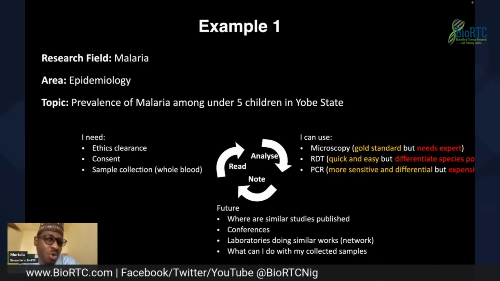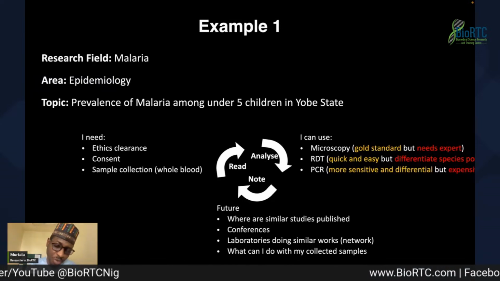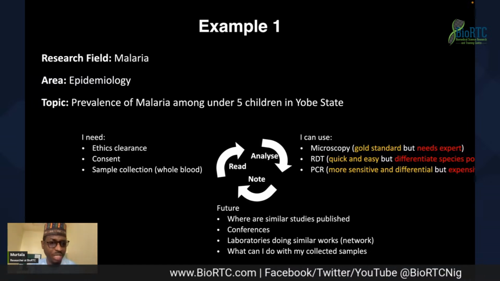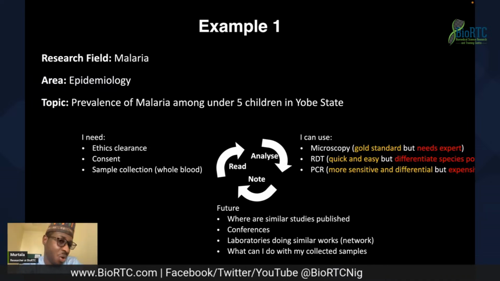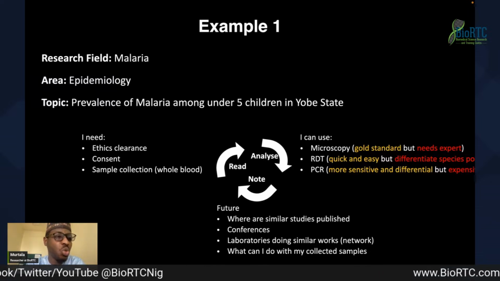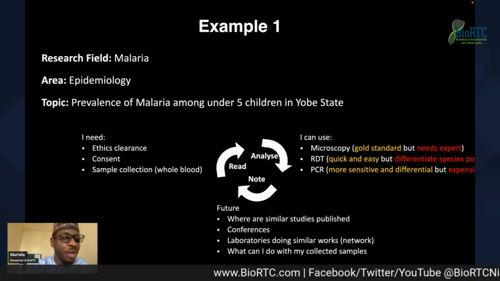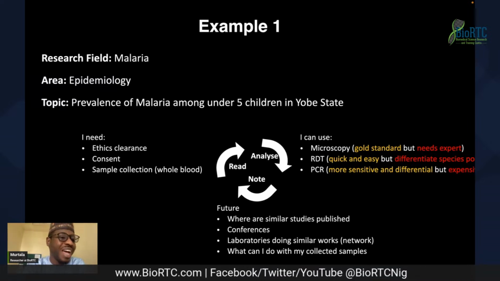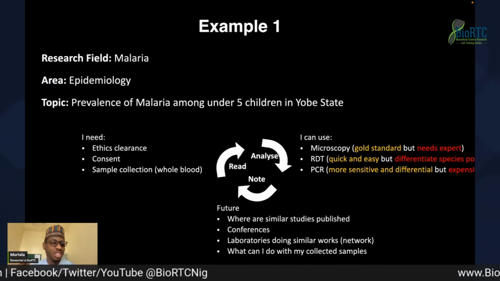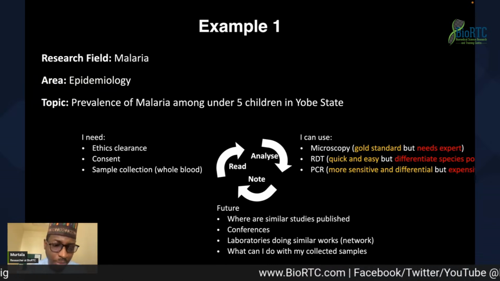The moment you are admitted, the moment you intend to come back for a master's or PhD, or if you are a researcher, you already know the research field you are going to work with. So that's something that we all know. So for example, you narrow down to the area. You need to narrow down to one area of research I want to work on, the epidemiology of malaria. So what aspect? I can begin with a global topic: that I want to investigate the prevalence of malaria among under 5 children in Yobe State, for example, right?